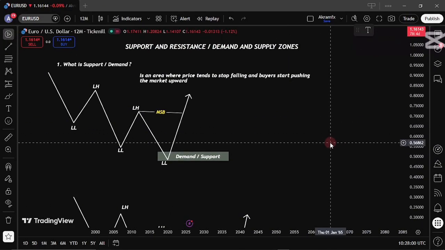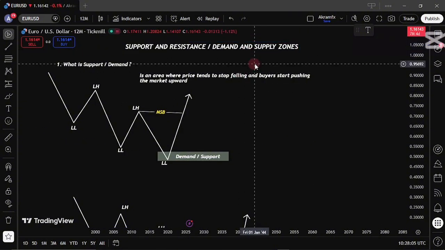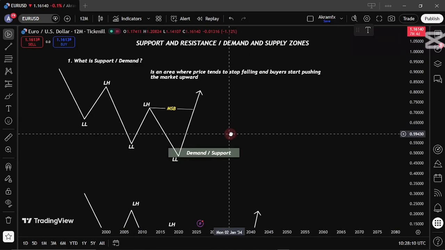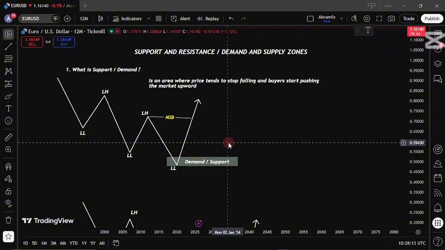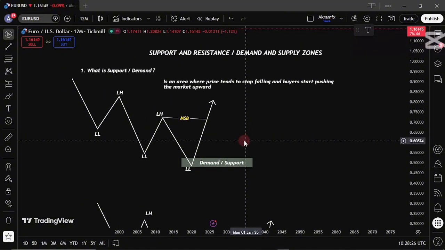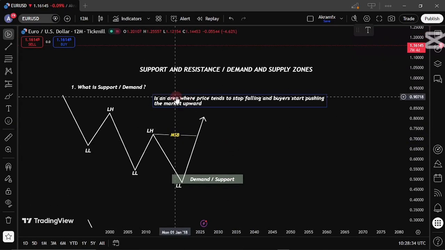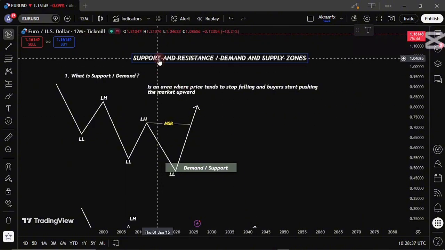So basically today we shall be learning about support and resistance, or what we call demand and supply, and this is one of the fundamental and very crucial parts in trading. Whether you are a smart money concept trader or a price action trader, we all use support and resistance, or demand and supply. When you get this concept, it's one of the best things that a trader would ever need, and in any other business. So let's dive in without wasting time.